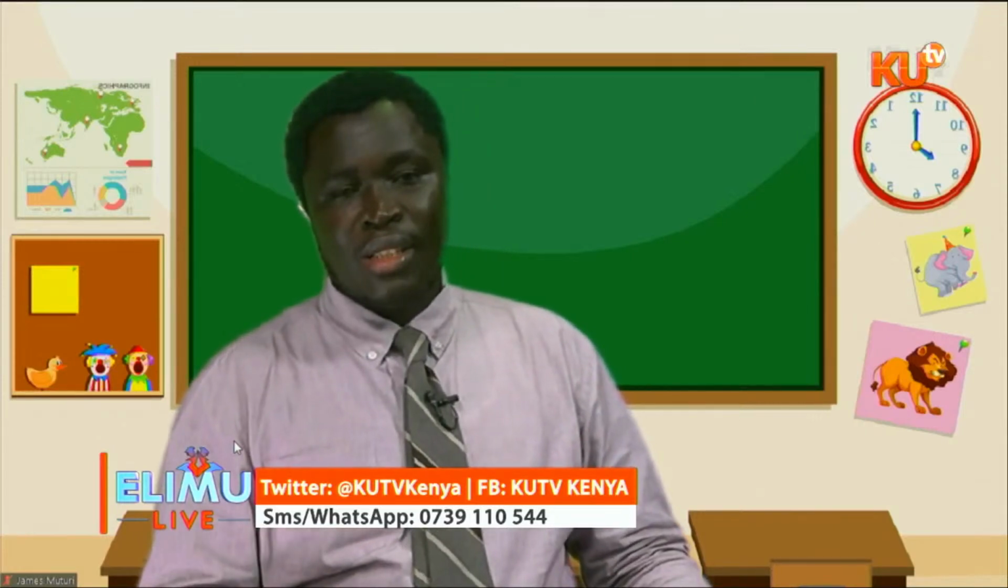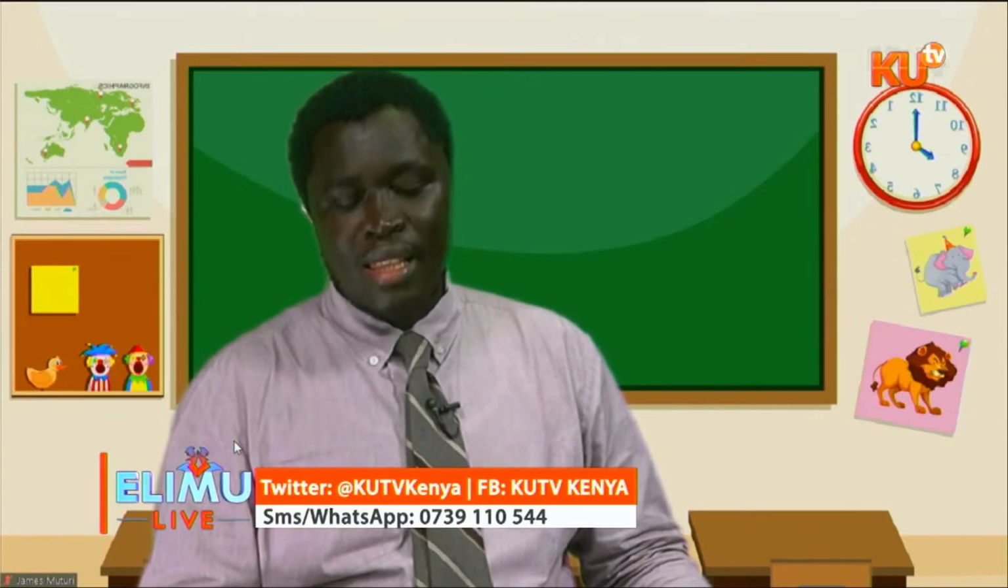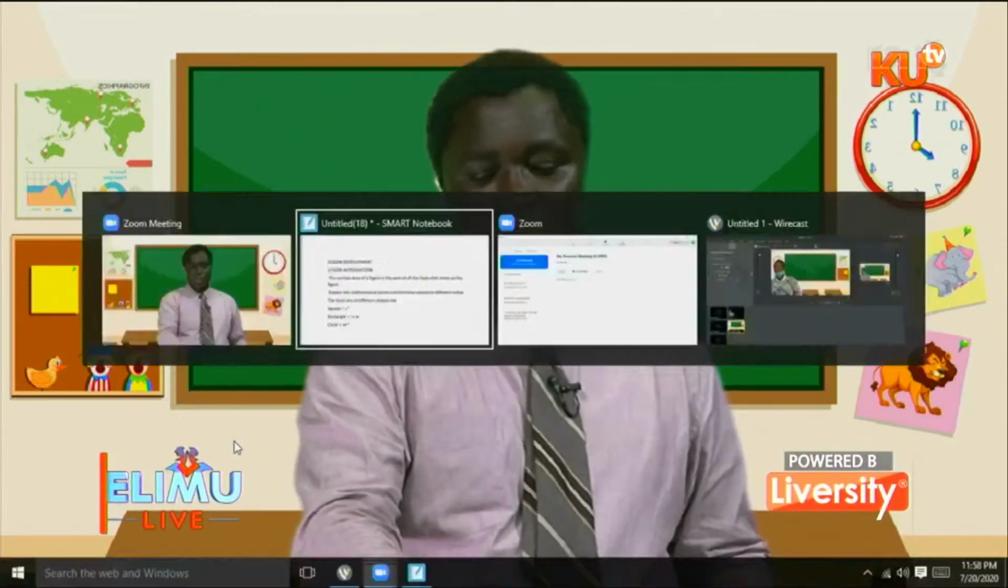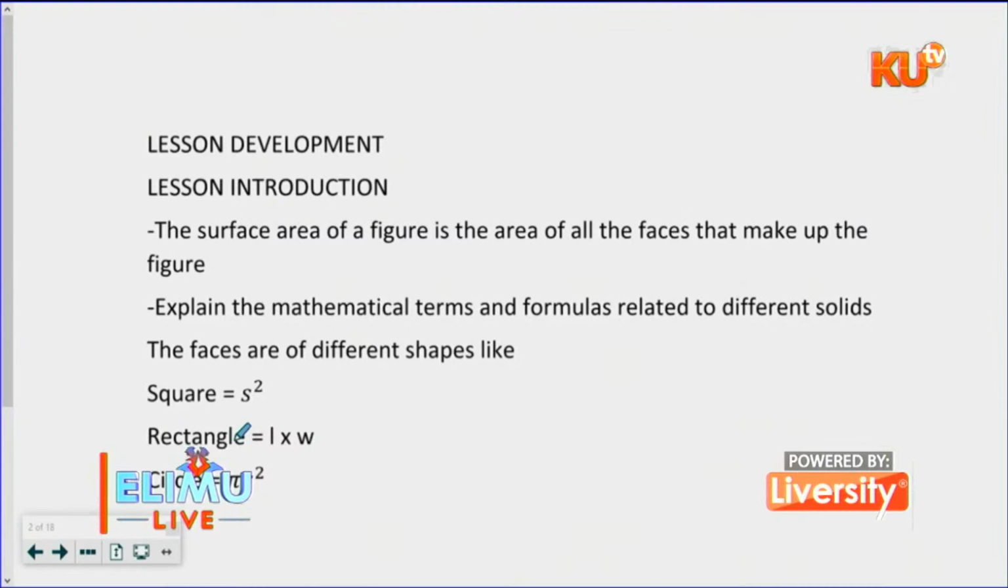The area of a rectangle is length times width. Length times width will give us the area of a rectangle.